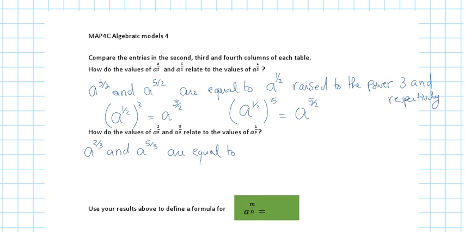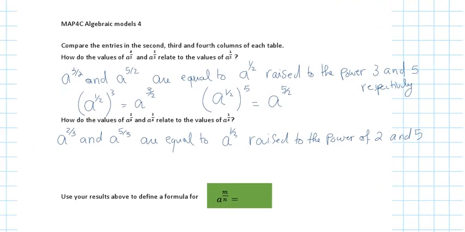So a 2 over 3 and a 5 over 3 are equal to what? A to the power of 1/3, right? Raised to what? Raised to the power of 2 and 5. Am I missing something here? Respectively. I'm missing a 5 here, by the way, guys.